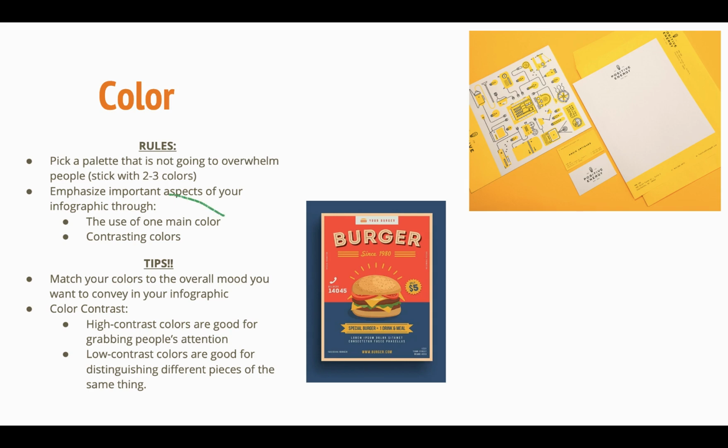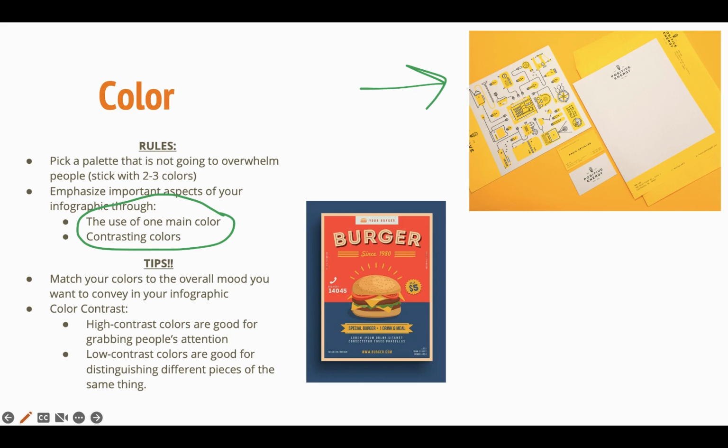There are 2 main ways that you can do that, and the first one is the use of one main color. We see that with this yellow example in the top right. We see that it's basically one color, yellow. There seems to be a couple different shades of yellow within that, but it's still just yellow. But it really helps us emphasize what the mood is of this infographic. We can see that it seems to be joyful, very positive, and that's exactly what we're advertising here, is positive energy.